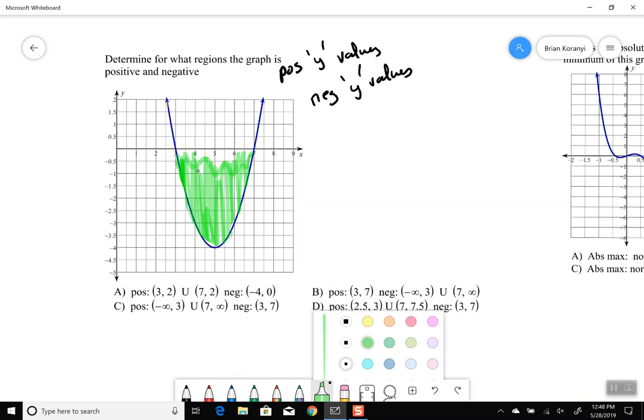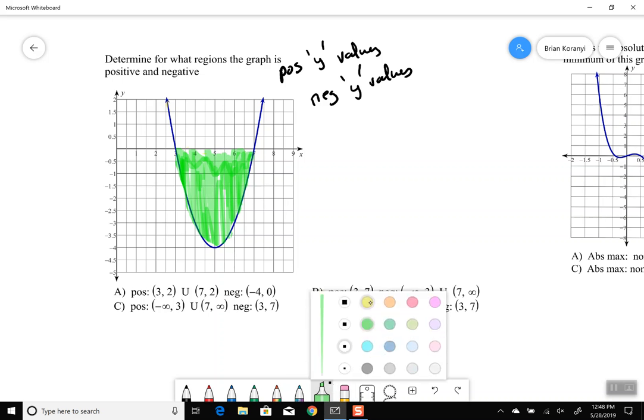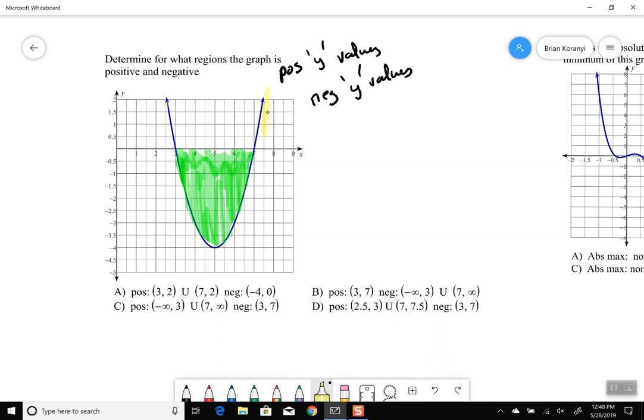So just in this part right here is where your values are negative. And anything over here or over here, your values would be positive. So if I break this up into regions, kind of like the points where your graph hits, there's 3 regions here. Imagine my number line. So here's 3, and here's 7.